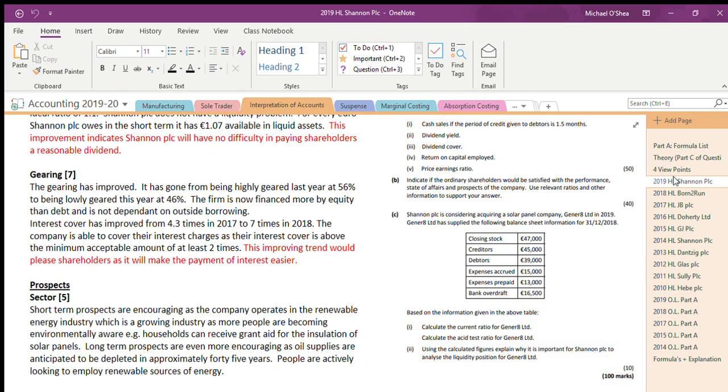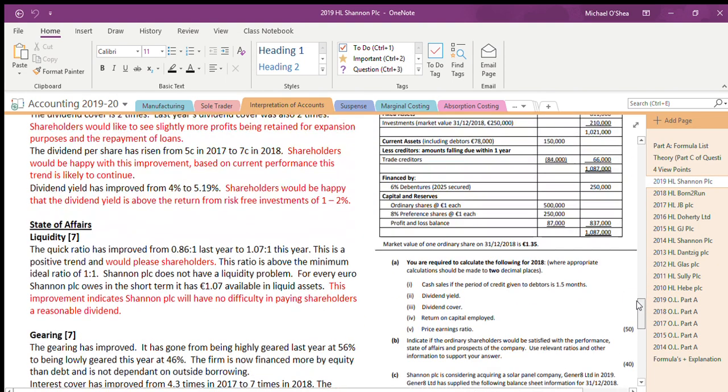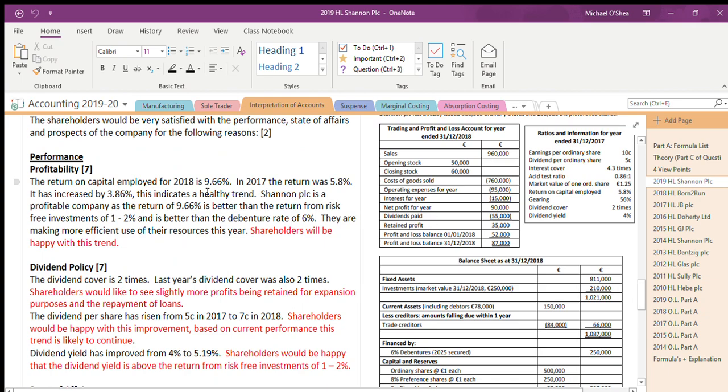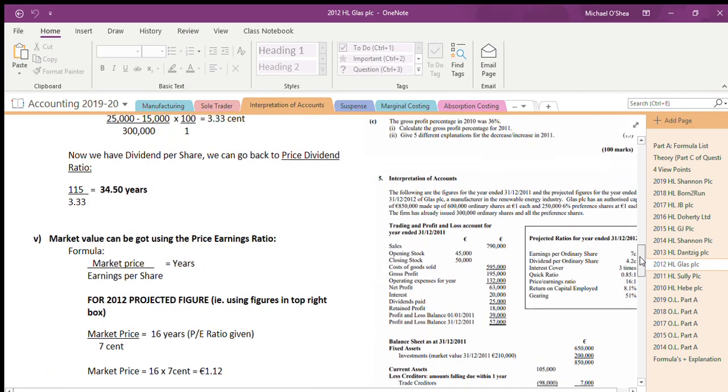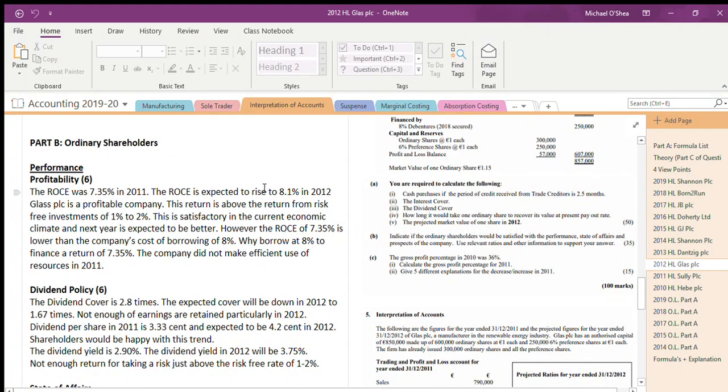I'll quickly show you the 2019 one. Usually we say return on capital employed is this year, this was the last year, it has increased by this, this is positive, shareholders are going to be happy, and so on. In this case, we can't compare to last year. We're saying this year, our return on capital employed is 7.35%. It's expected to rise because the projections of the return on capital employed are 8.1%. It is expected to rise to 8.1%. It hasn't risen, it's expected to. These are projections, projected ratios. It's expected to rise to 8.1%.